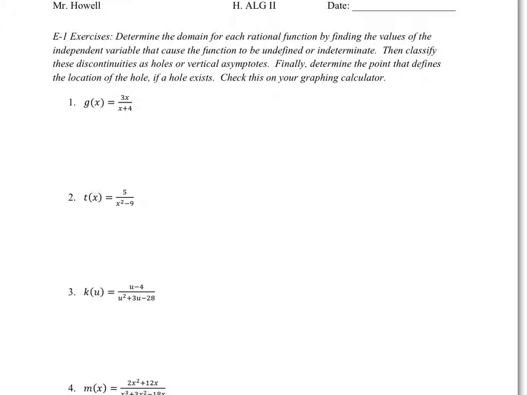Guys, these rational functions all have these kind of weird curls to them. The reason that happens is because of the asymptotes. The asymptotes are like boundaries in the graph. You can't cross them.